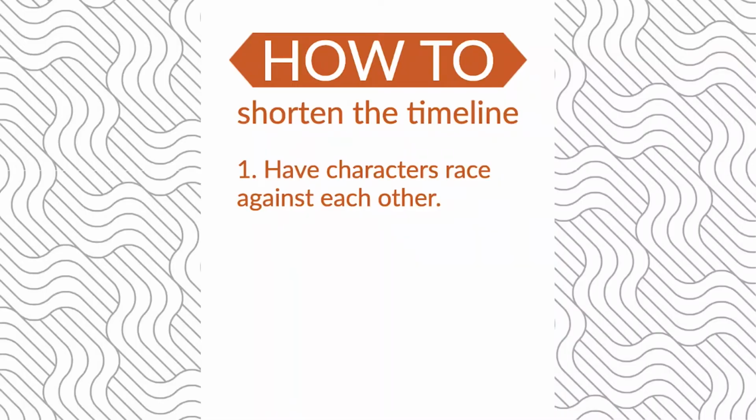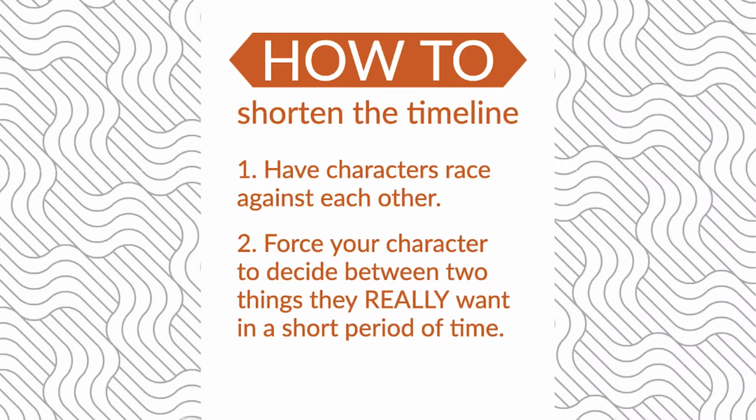1. Your characters are racing against other characters. For example, the villain. Both people or groups are trying to get to the same place before the other one can. 2. Force your character to decide between two things they really, really want in a short period of time.